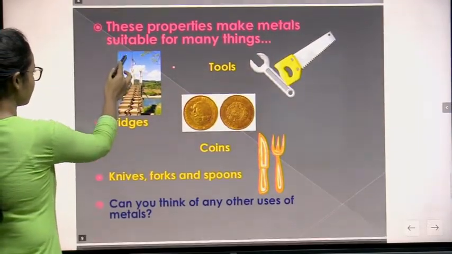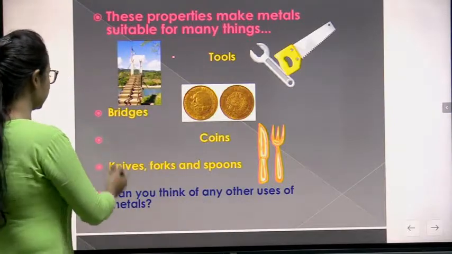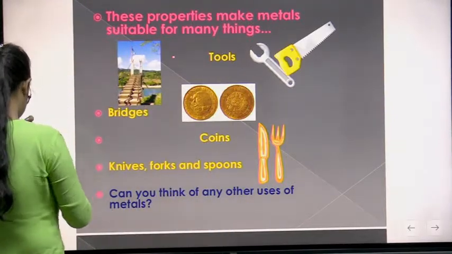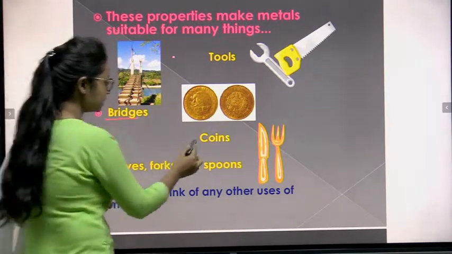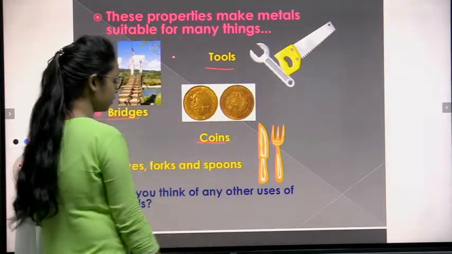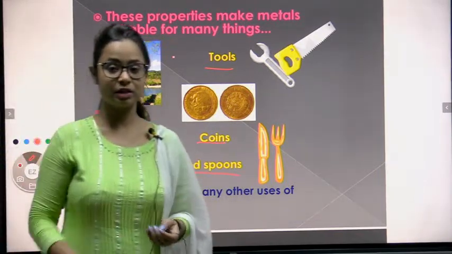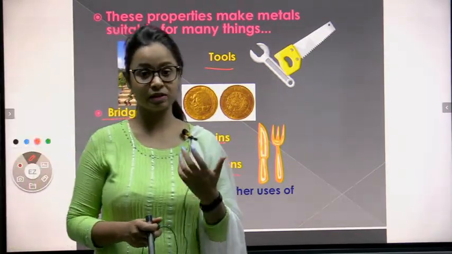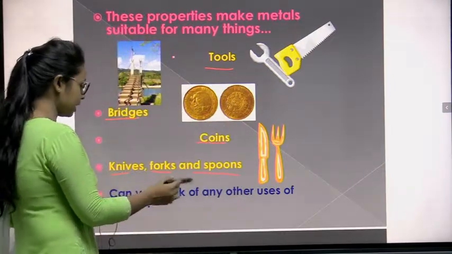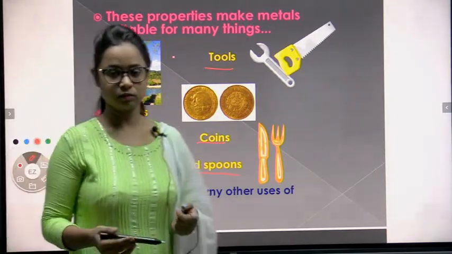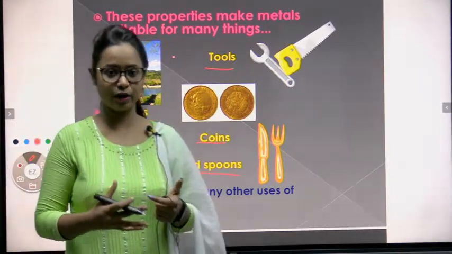Next, these properties make metal suitable for many things. Metals are basically used for making hard things. Bridges, coins are made of metals, tools are made of metals, knives, forks, spoons are made of metals, right? So metal is used for different purposes because it has most of these properties. Now, can you think of any other uses of metal?